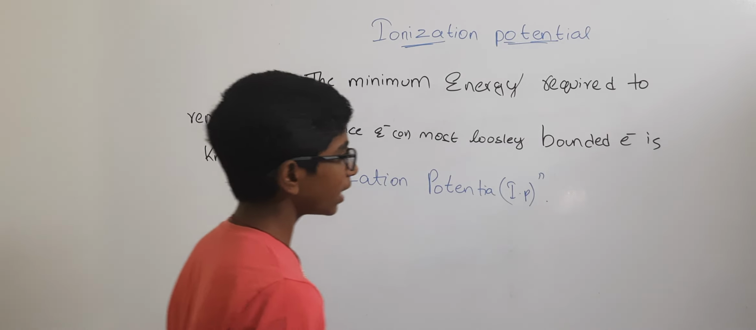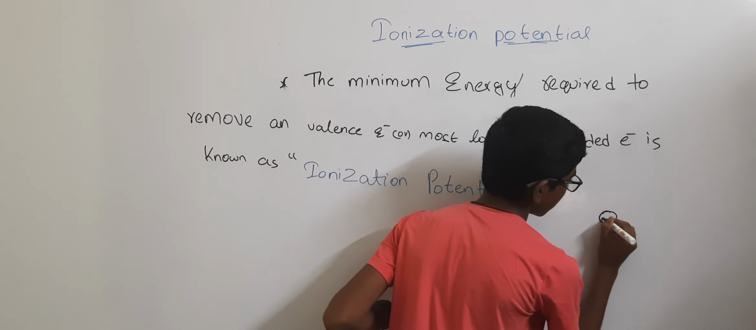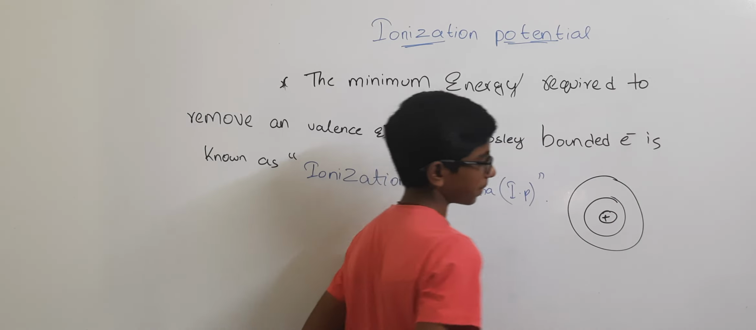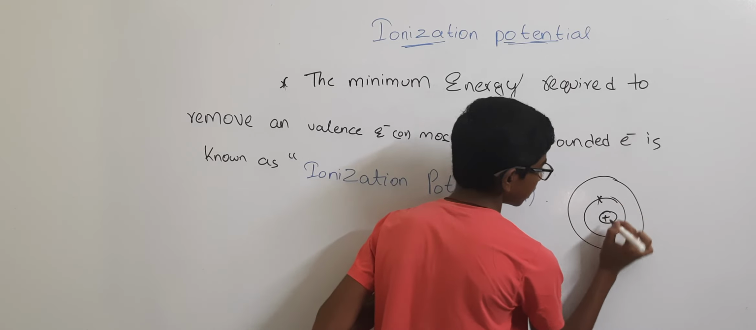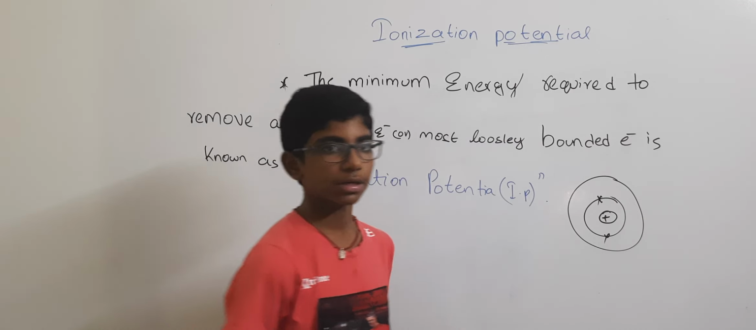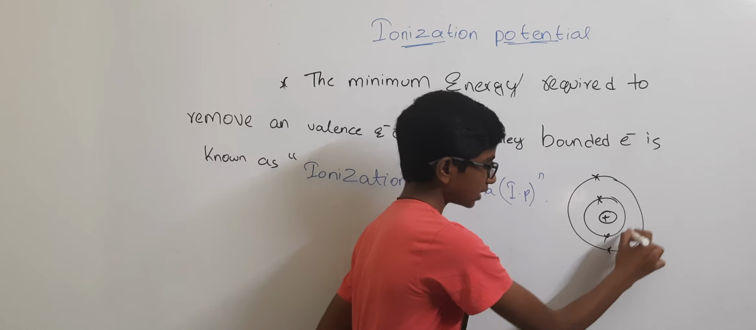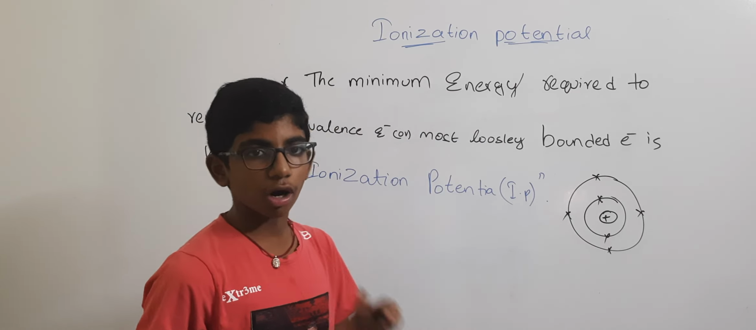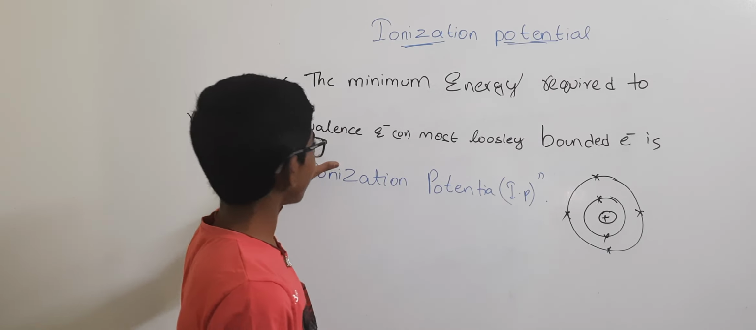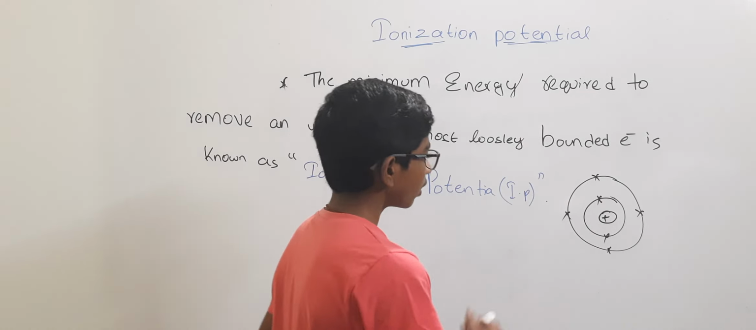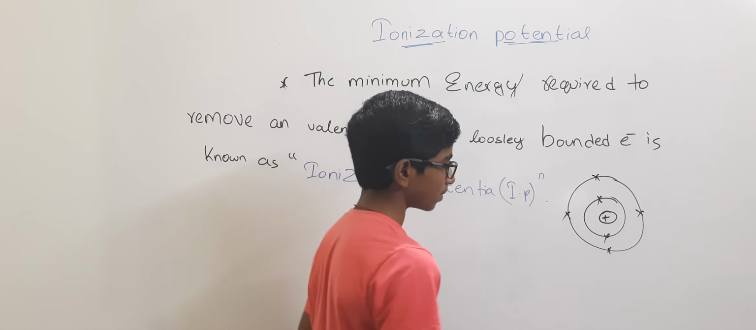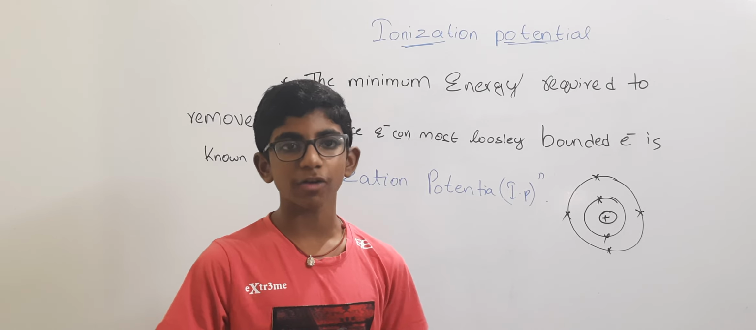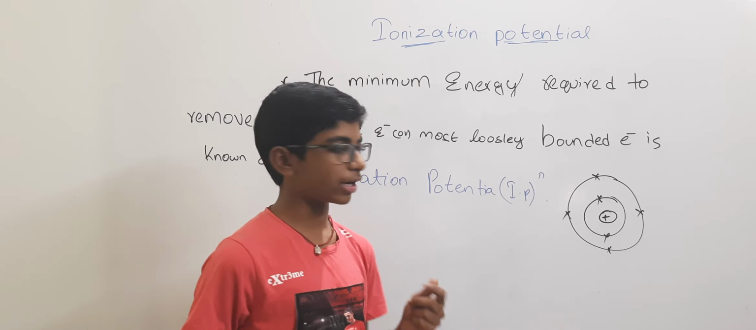Now I am drawing an atom. This is the nucleus, first shell, second shell. In the first shell there are only 2 electrons. In the second shell I kept 4 electrons. Here, what is the most loosely bound electron or the valence electron in this atom? First we discuss the name of this atom. 1, 2, 3, 4, 5, 6. 6 protons is equal to 6 electrons. This atom is known as carbon.